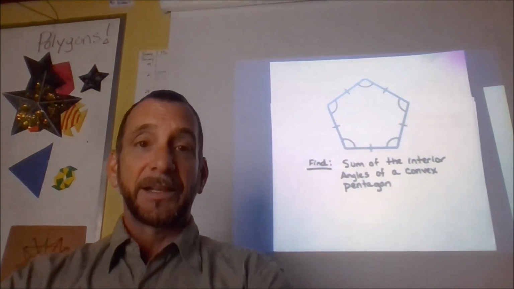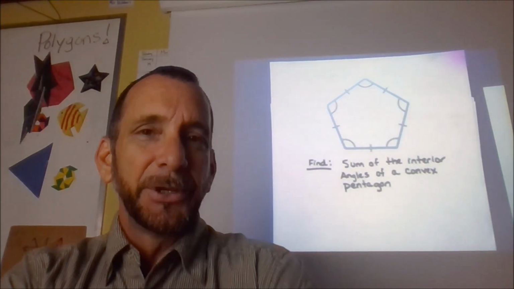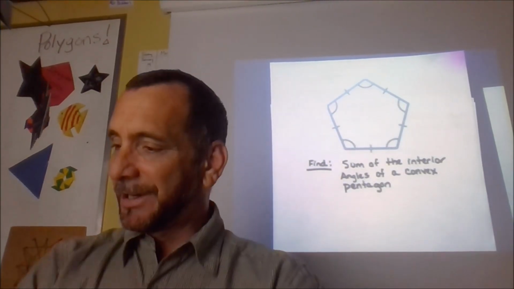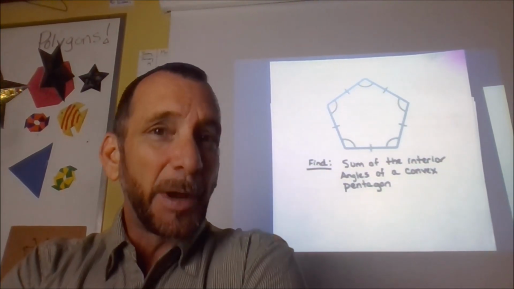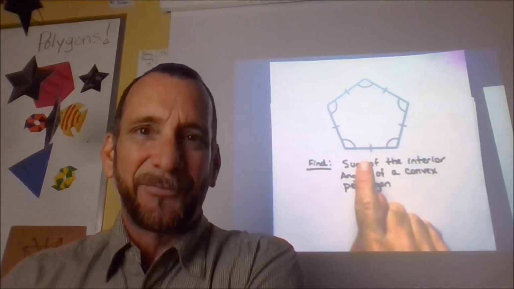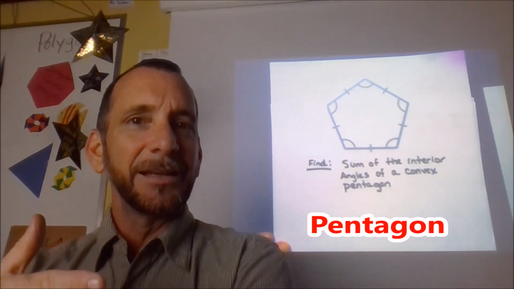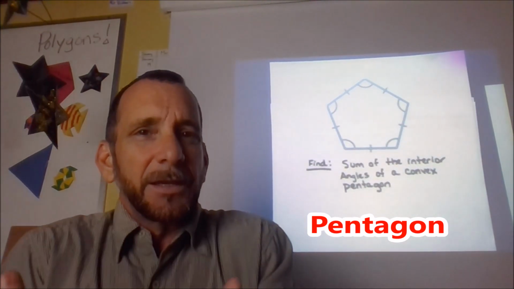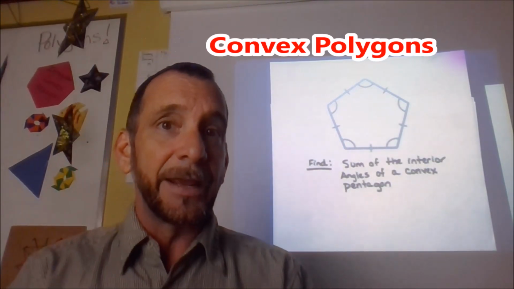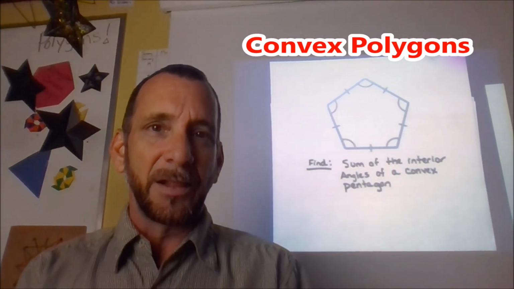Now here's a polygon. It's a polygon that resembles a very famous building in Washington, D.C. In fact, the name of that building is shaped like this polygon. And I bet you already know that this is a five-sided polygon, 1, 2, 3, 4, 5, which is a pentagon. When we're talking about the interior angles and even exterior angles of polygons, we're working with convex polygons.